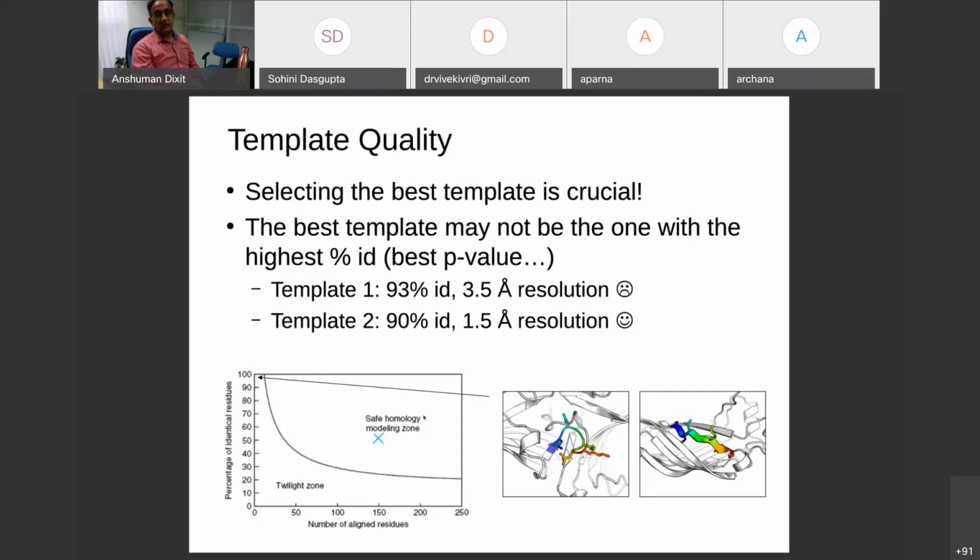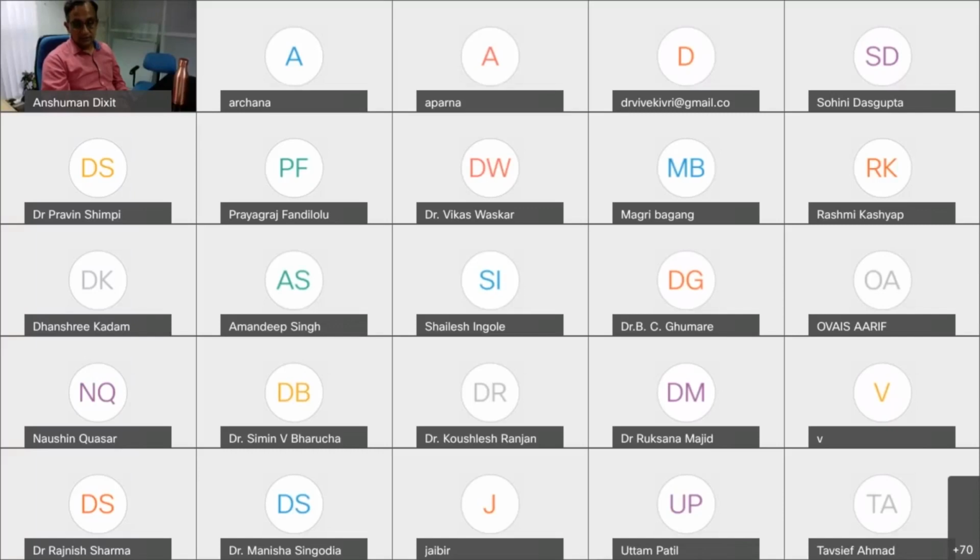This tells how well the atoms are resolved in a given crystal structure. The lower this number is, the better the template is. So 1.5 angstrom is certainly better than 3.5 angstrom, and even 1 angstrom resolution would be better than all. So in my case, I will go for template number 2 because it has much better resolution and almost equivalent sequence identity, 93% versus 90%. There is not much difference.